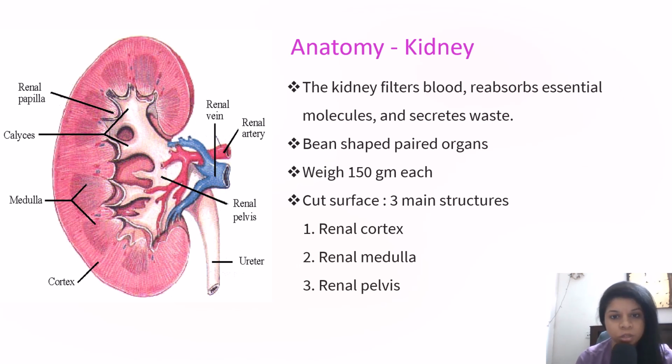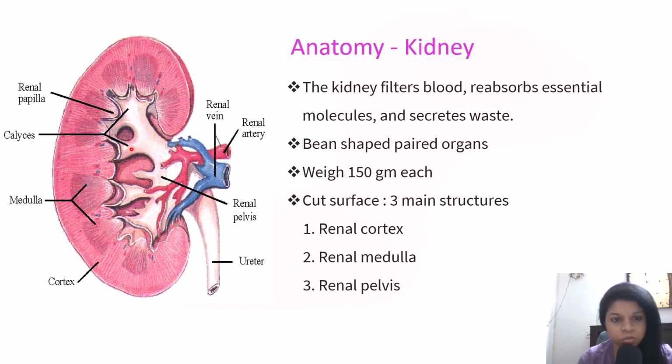Before coming to the histology proper, you should know certain anatomy of the kidney. The kidney is a pair of bean-shaped organs present in our body, and they weigh approximately 150 gram. On cut surface, it has three main structures: the cortex, the outermost part, and then you can see these triangular areas. They are the renal medulla, and then there is the renal pelvis.